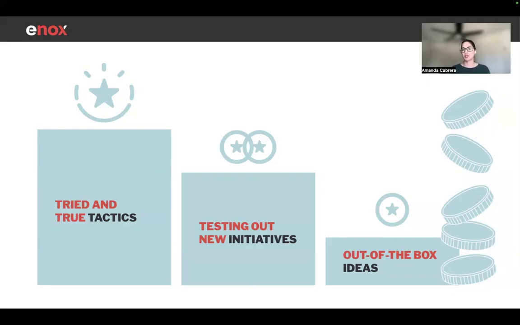And then you want to put a percentage to new initiatives. Like, let's just see if this is going to work out. And then just a small portion to say, hey, this sounds crazy, but let's try it, right? So those out of the box ideas, think about where your potential patients are and meet them there.